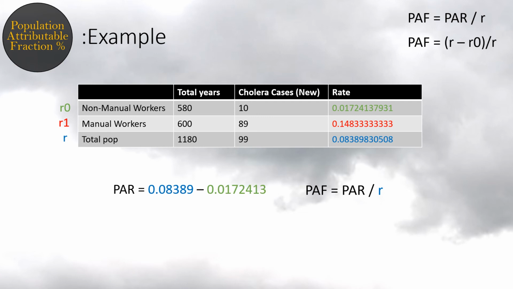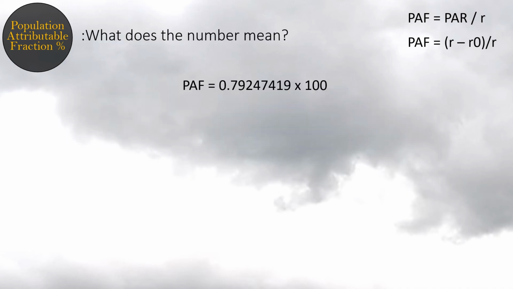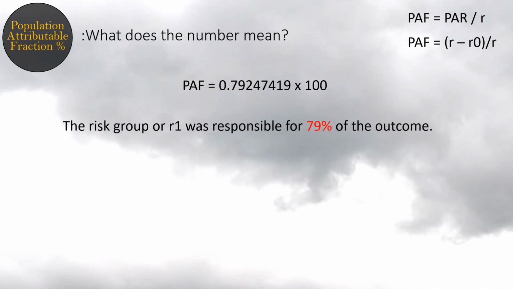So then, we plug in the numbers. Our PAR is 0.0666. Plug it over here, add our 0.0838. That gives us 0.79. Make it a percent because it's a fraction, a proportion. So the risk group, or the R1, was responsible for 79% of the outcome. Is that correct? No, it is not.